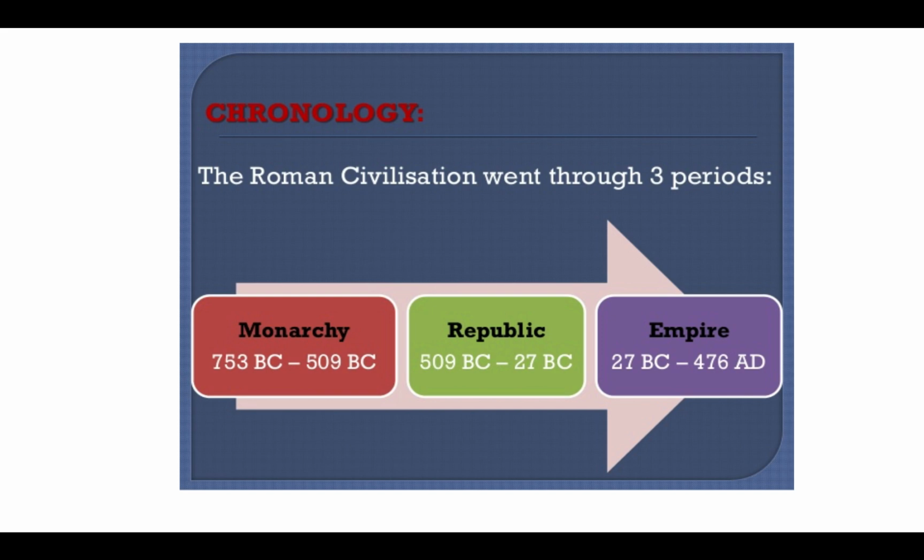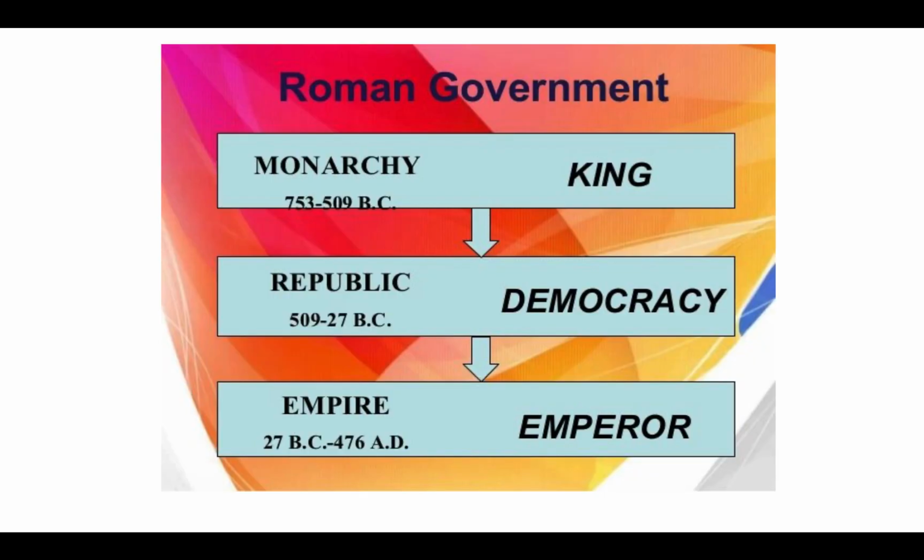Here's a reminder of that. Monarchy, 753 BC, going through 509 BC, and then the Republic, 509 to 27 BC. So almost 500 years. And then the Empire from 27 BC to 476 AD, another 500 years of the Roman Empire. This slide just reminds us that the monarchy is when Rome had a king. The Republic is when Rome had, well, it says democracy, but it's more of a republic, which was a representative government. And the empire is when there was an emperor.